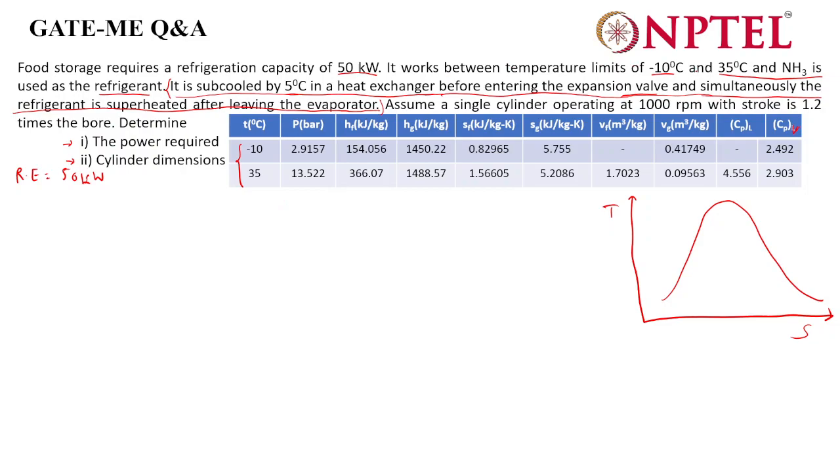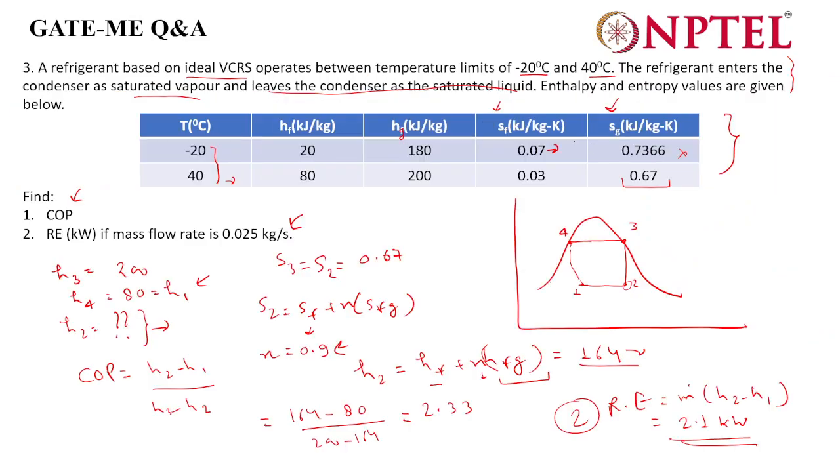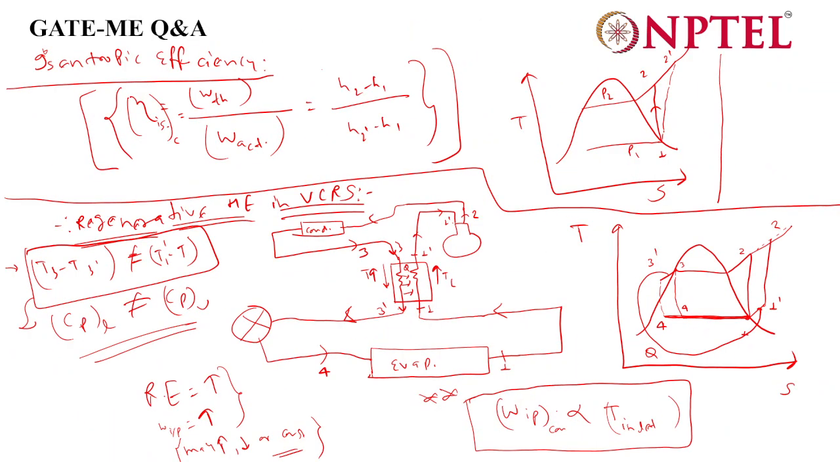It works between -10 and 35 and NH3 is the refrigerant. First see this cycle, how I made it. Is it clear to the others how I made the cycle in the last class? Yes, sir, clear. I will repeat.